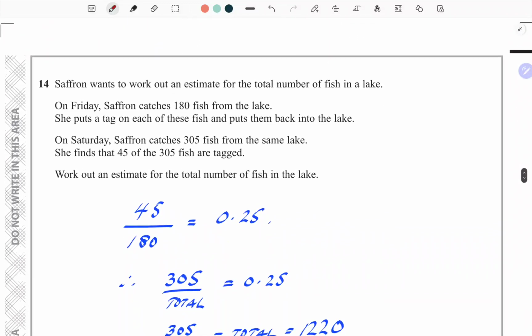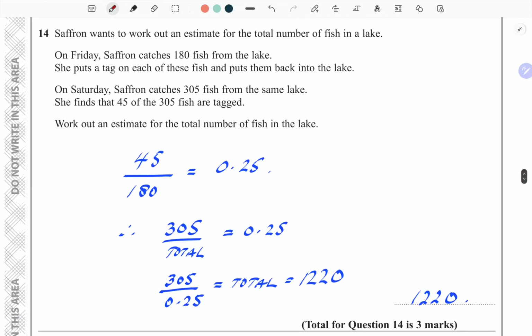So number 14. Saffron wants to work out an estimate for the total number of fish in a lake. It's one of those questions where you catch fish or bees or sheep or whatever it is and mark them somehow, put them back in the population, and then catch a few more, see how many there are. So initially, Saffron catches 180, and puts a tag on each of the fish and puts them back in again. A day later, she catches 305 fish, of which 45 are tagged.